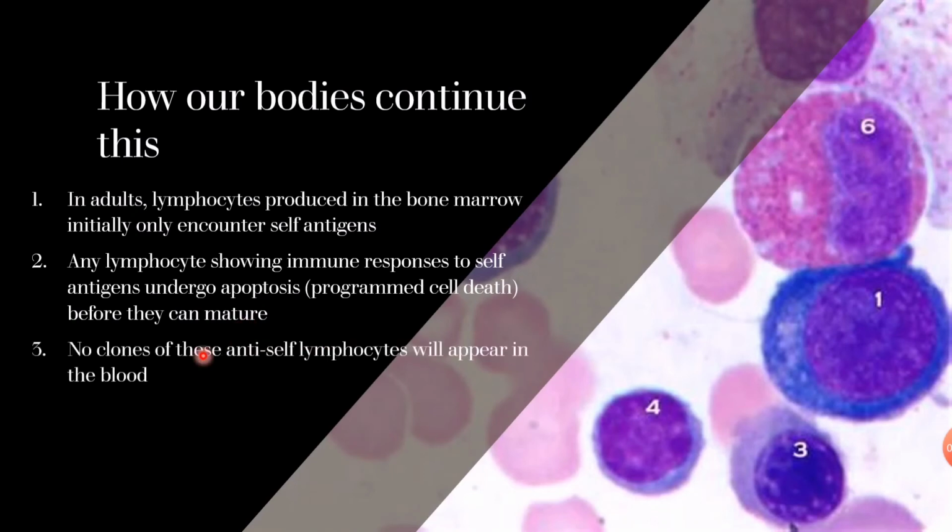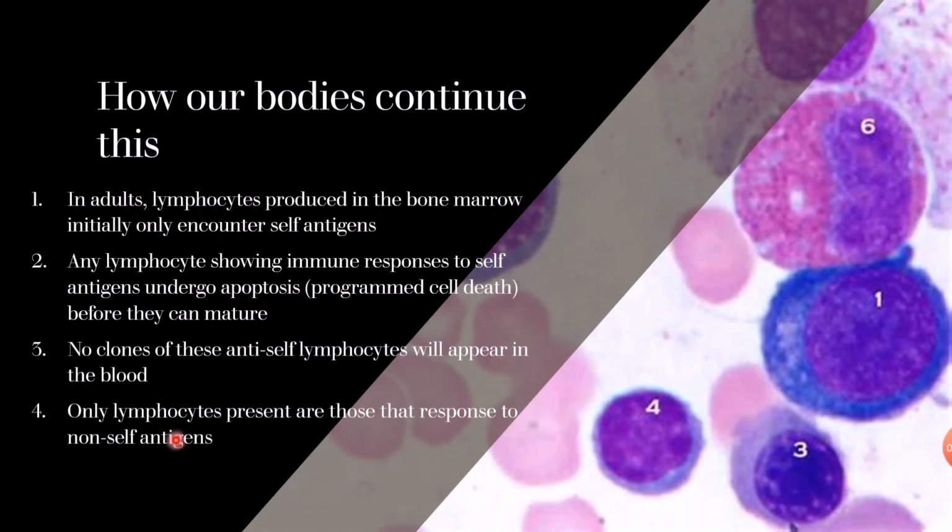So this means that no clones of these anti-self lymphocytes, meaning lymphocytes that attack the body's own cells, will appear in the blood. So no lymphocytes will attack our own cells. The only lymphocytes that are present are ones that respond to non-self antigens, the ones that will help protect our bodies.